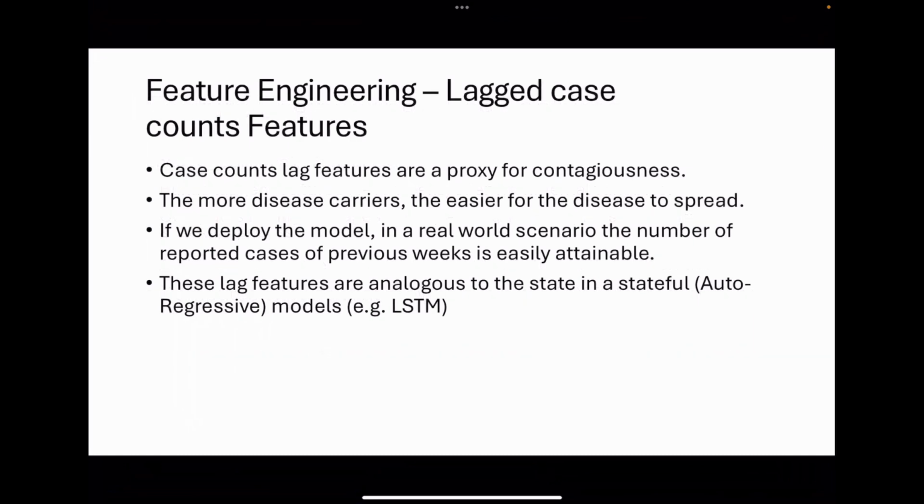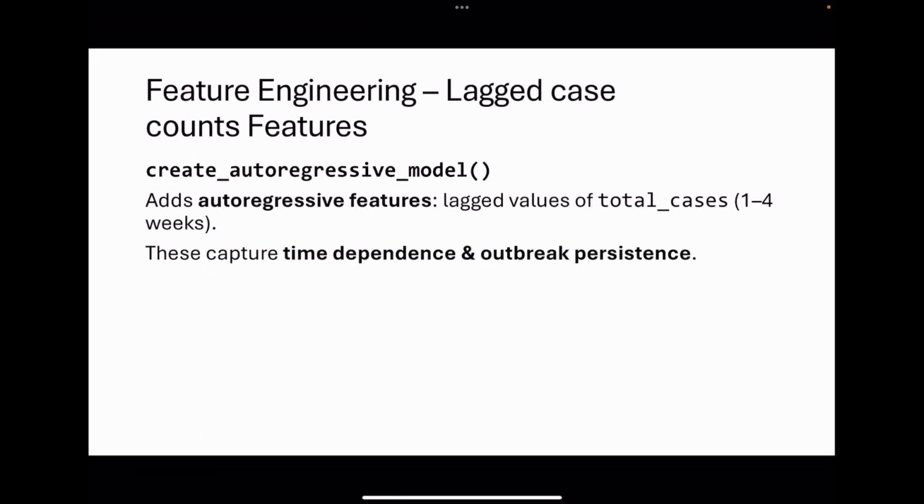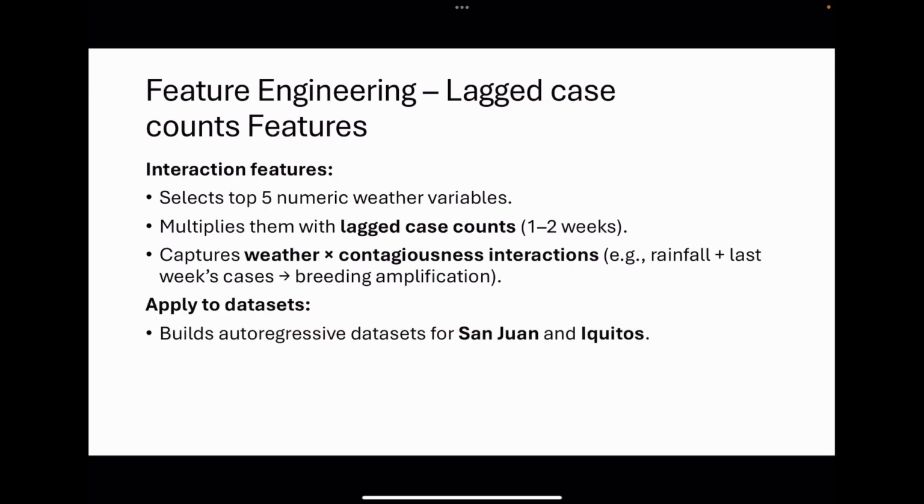So if we deploy the model in a real-world scenario, the number of reported cases of the previous week is easily attainable. So we decided to use this information and make an autoregressive model that would actually make use of this. So what we did is we created an autoregressive model that added autoregressive features to capture the time dependence and the outbreak persistence.